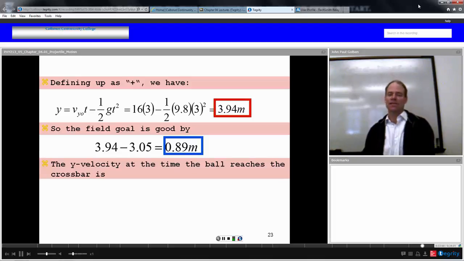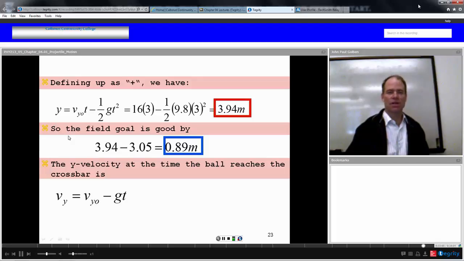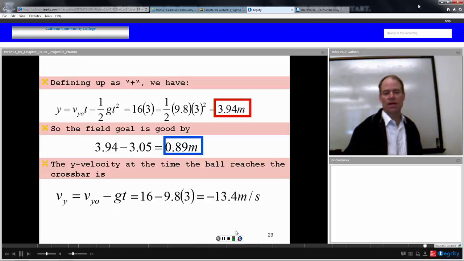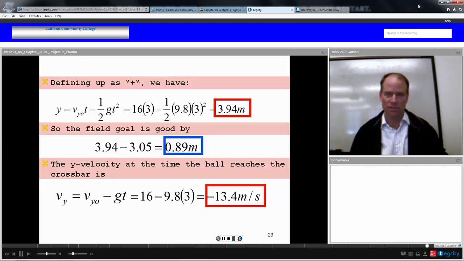So the y velocity at the time the ball reaches the crossbar is our initial velocity plus acceleration times time, but the acceleration is a negative g in this case, and our initial velocity is 16. So we're going to have 16 minus 9.8 times 3 seconds, and negative 13.4 meters per second is how fast the ball is coming down vertically when it reaches the crossbar. The negative means that the ball is on its way down, because we define up as positive and we end up with a final velocity that's negative. So it must have reached its apex already and must be on its way down.